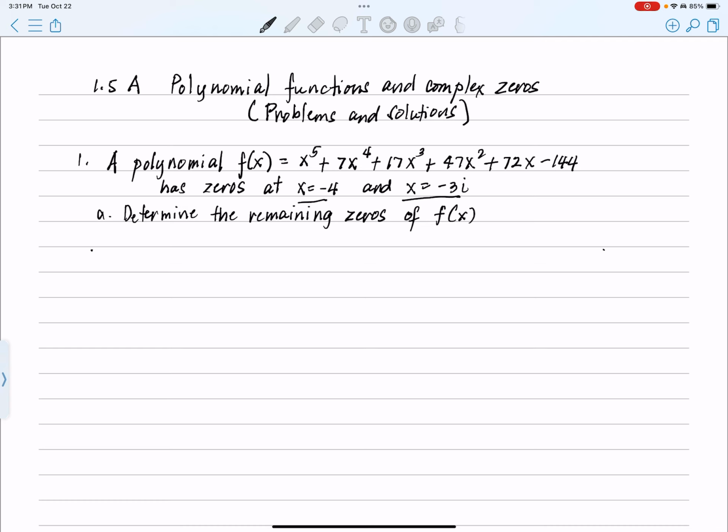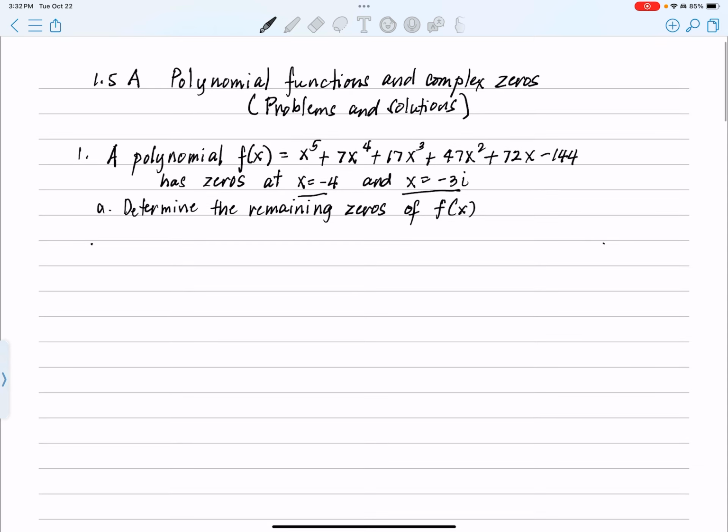A polynomial f of x equals x to the fifth power plus 7x to the fourth plus 17x cubed plus 47x squared plus 72x minus 144 has zeros at x equals negative 4 and x equals negative 3i. A. Determine the remaining zeros of f of x.